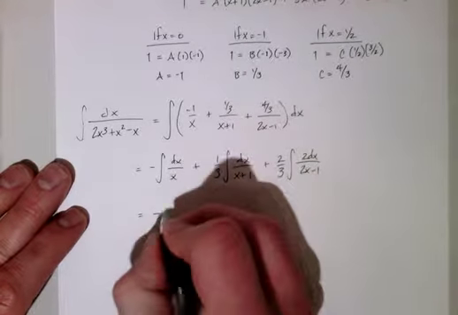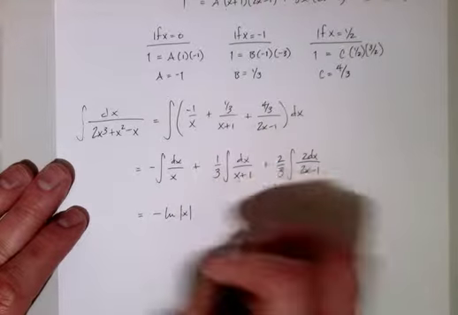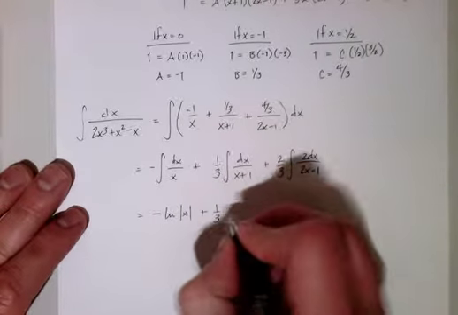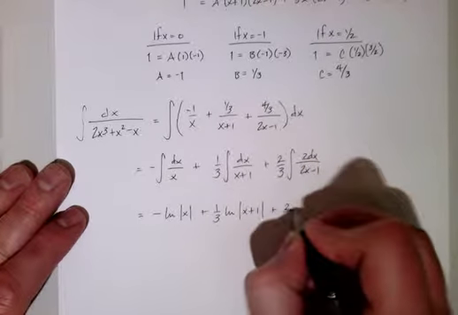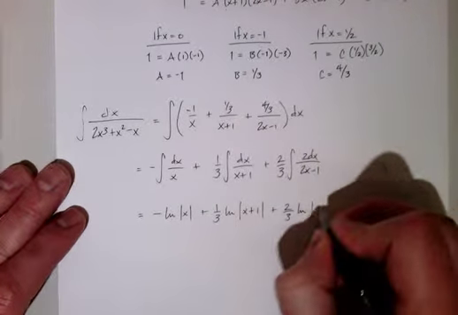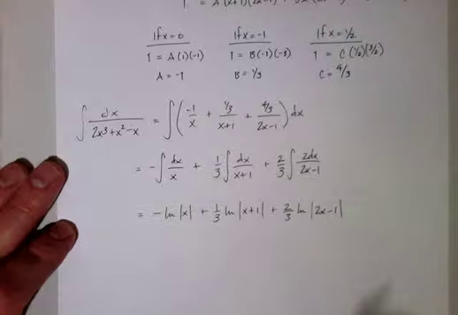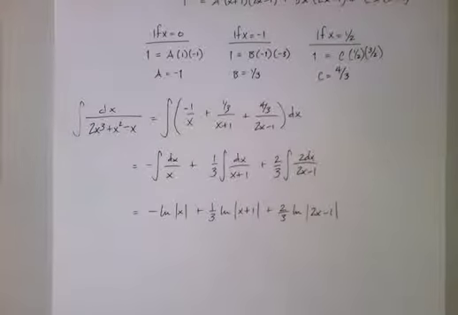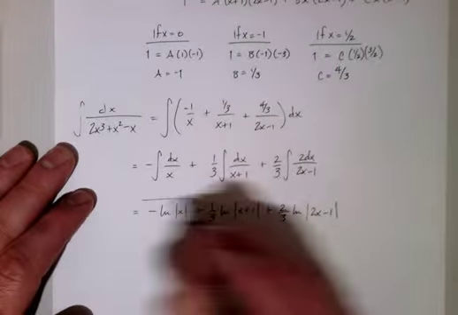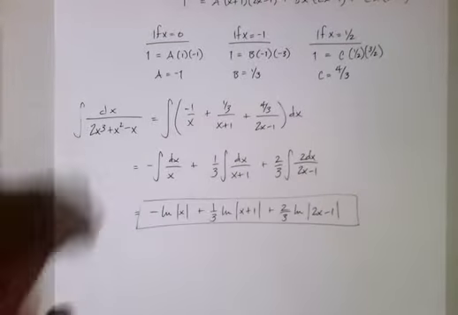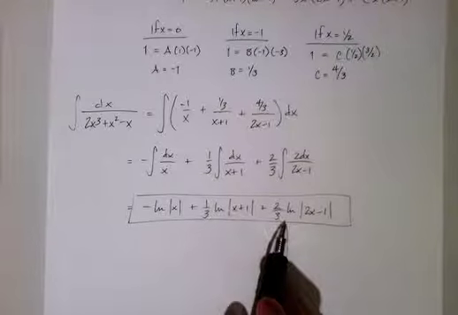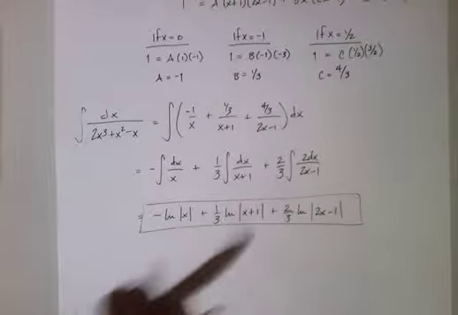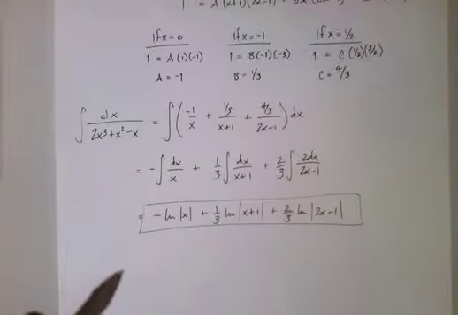And this is negative natural log absolute value of x plus 1/3 natural log of x plus 1 plus 2/3 natural log of 2x minus 1. And of course you can combine those according to properties of logarithms, and you're going to need to go ahead and practice that, because on the AP exam it won't likely be in this form. It'll likely be in the combined form using properties of logarithms.